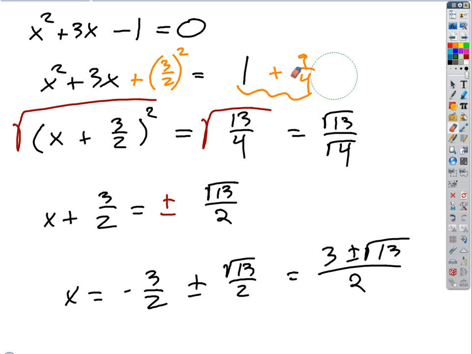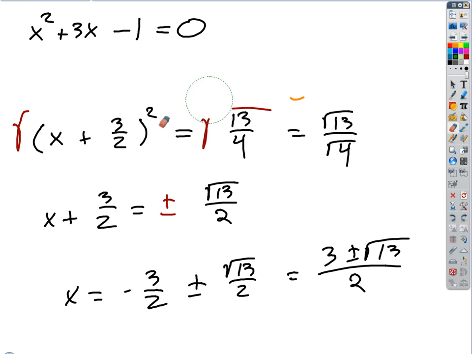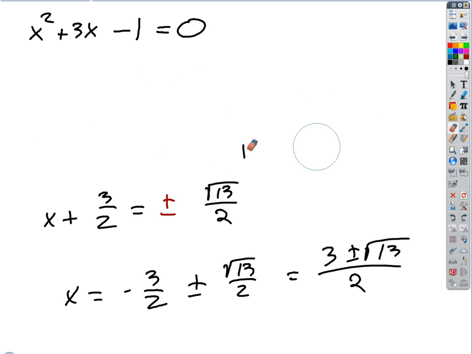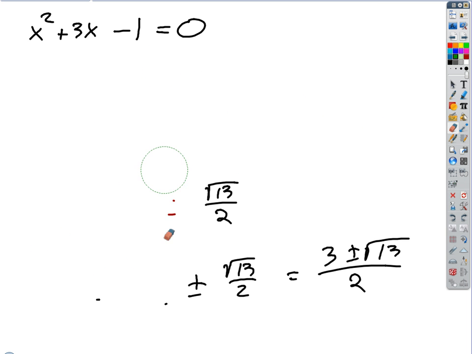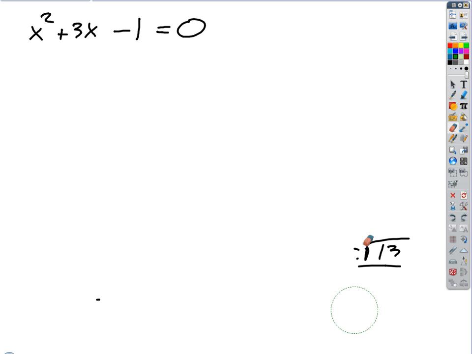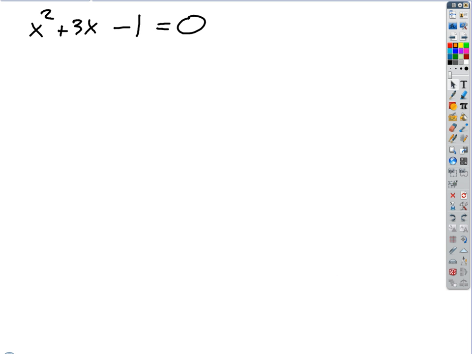Whoops, I want to do... I still don't agree. Okay, try this one. Try this one real quick. Whoops.